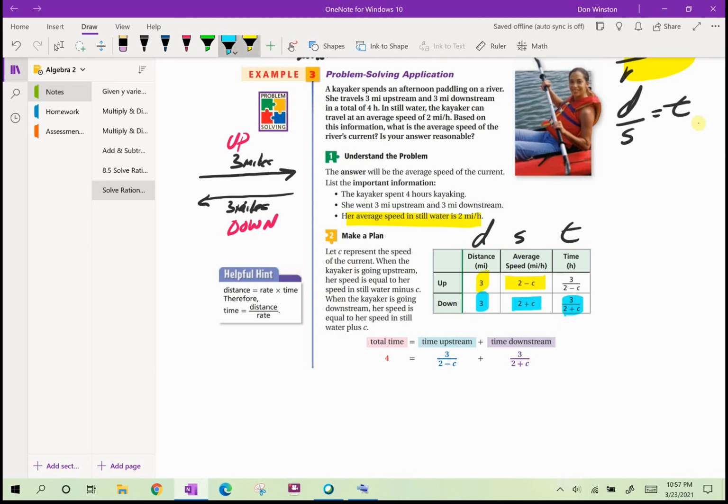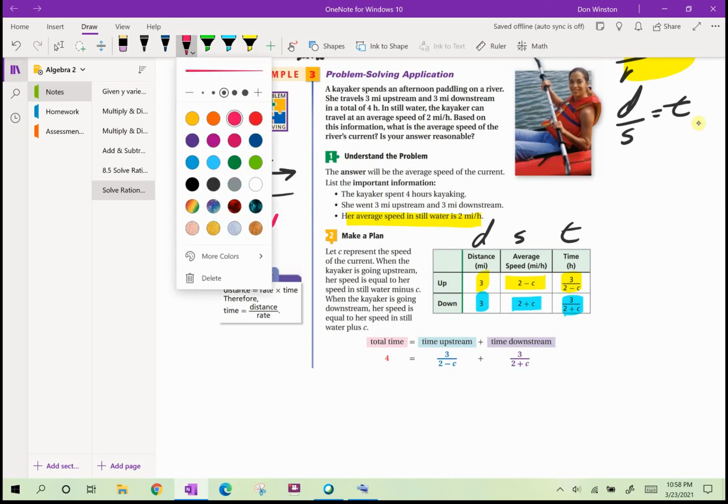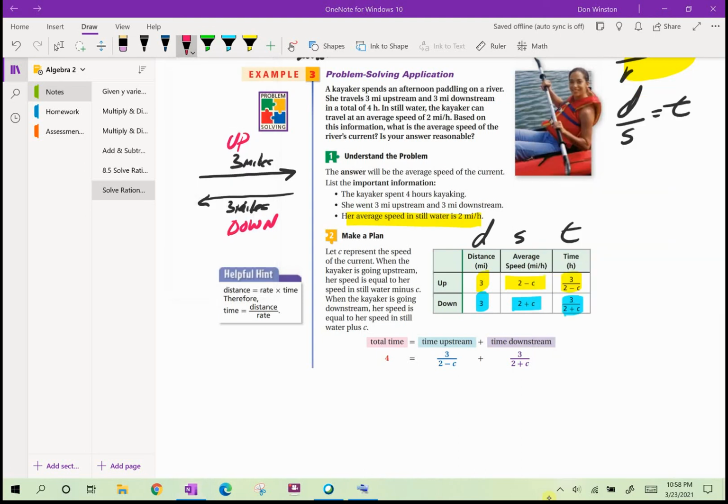Traveling down is 3 divided by 2 plus c, and traveling up is 3 divided by 2 minus c. So we know that the total time she spent was 4 hours traveling up and down. What we want to determine is how many hours she spent traveling upstream and how many hours she spent traveling downstream. But we've already determined that with the equation. The time traveling upstream is 3 over 2 minus c.